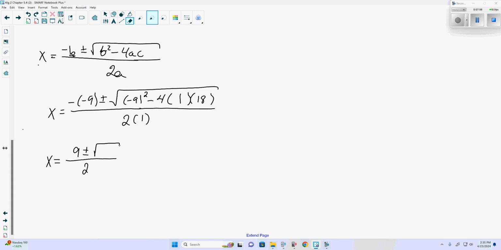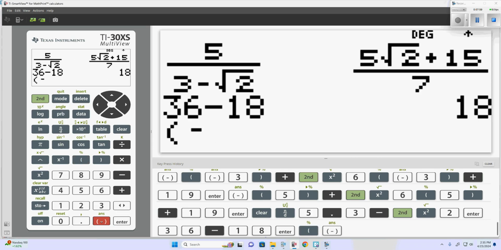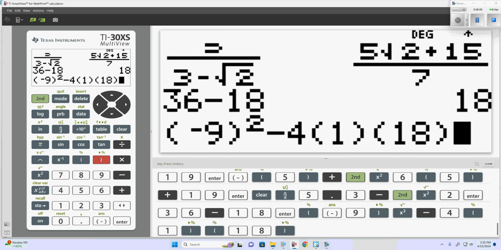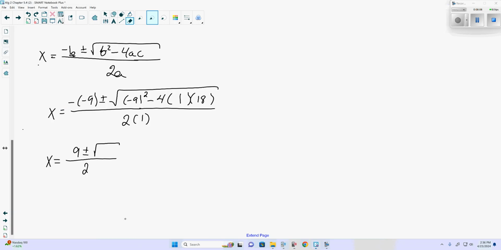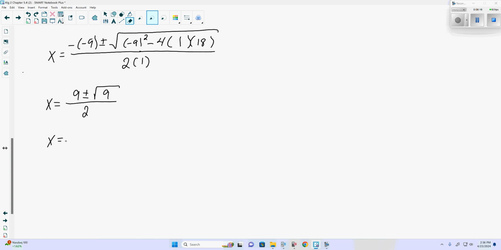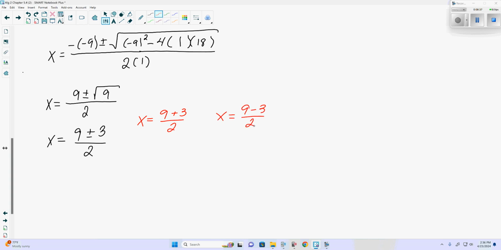At this point, we can plug everything inside the radical into the calculator. So we say negative 9 squared minus 4 times 1 times 18, which is 9. Well, we can take the square root of 9, and the square root of 9 is 3. So we're saying that x is equal to 9 plus or minus 3 over 2. Well, the nice thing with this is we can take 9 plus 3 over 2, and we can also do 9 minus 3 over 2.